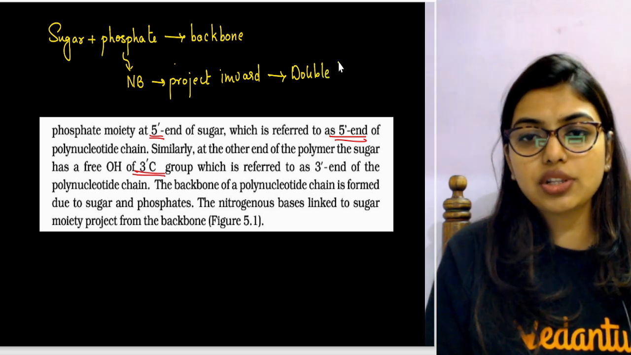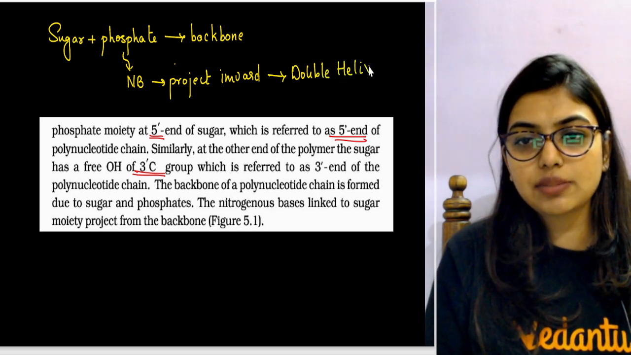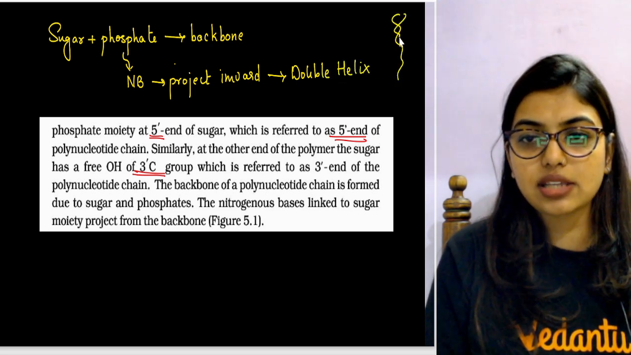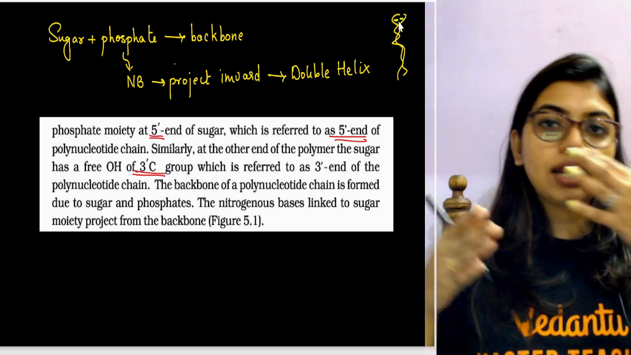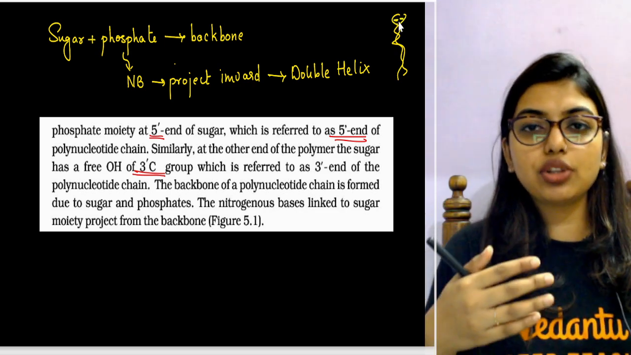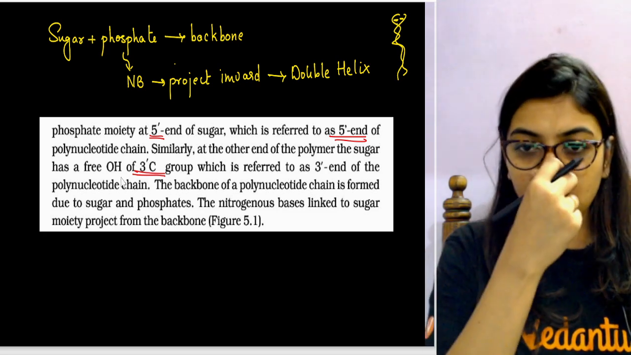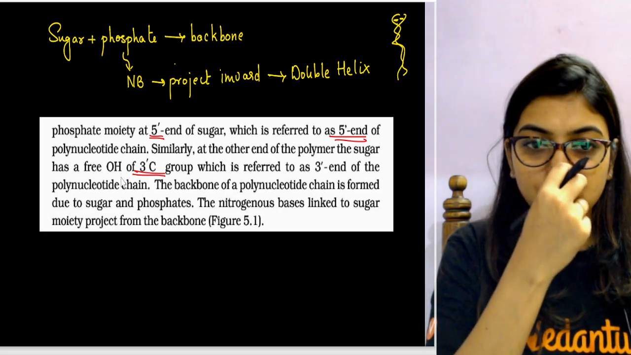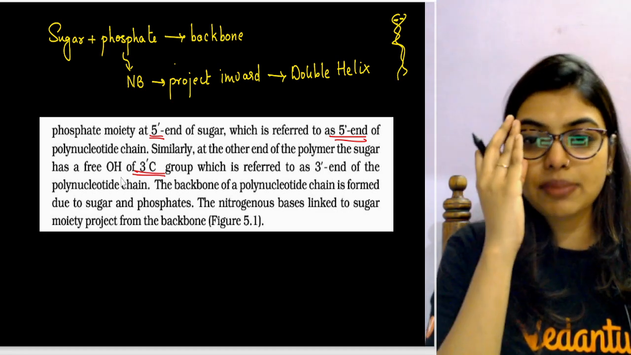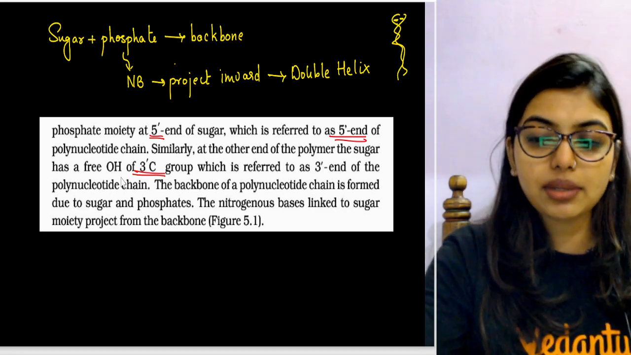Not only formed, students, to keep it in place we also need these bonds. Because there are two strands like this, to keep them in place, we need bonds to hold them. So adenine will bind with thymine with 2 hydrogen bonds. Guanine will bind with cytosine with 3 hydrogen bonds. Okay, the backbone of the polynucleotide chain is formed due to sugar and phosphate. The nitrogenous base linked to the sugar moiety projects from the backbone.